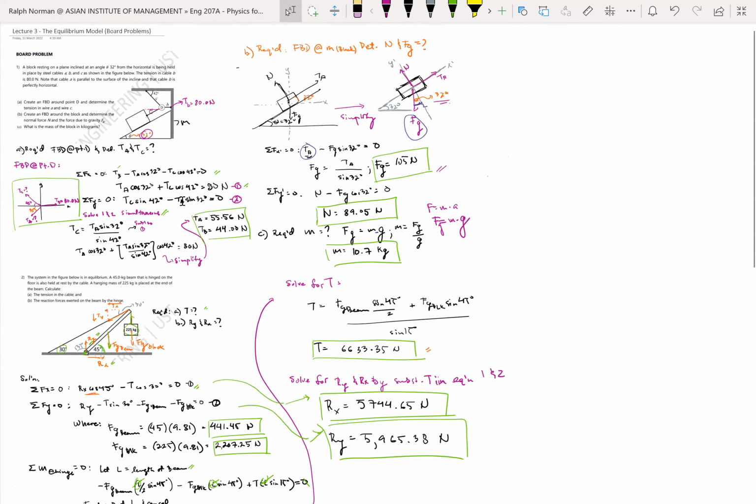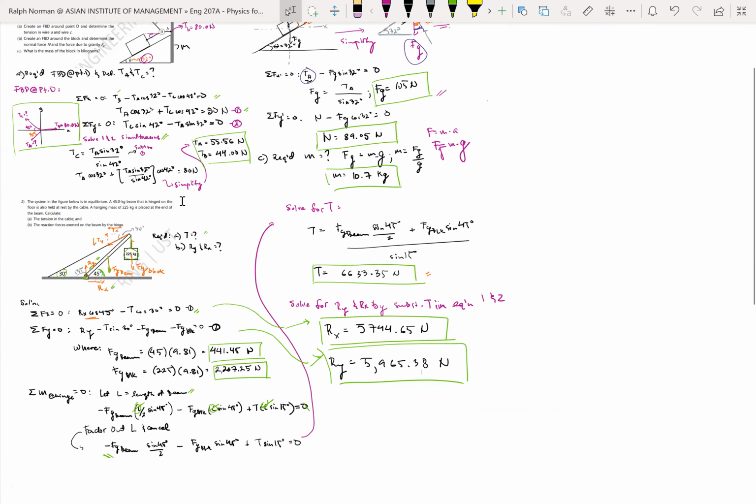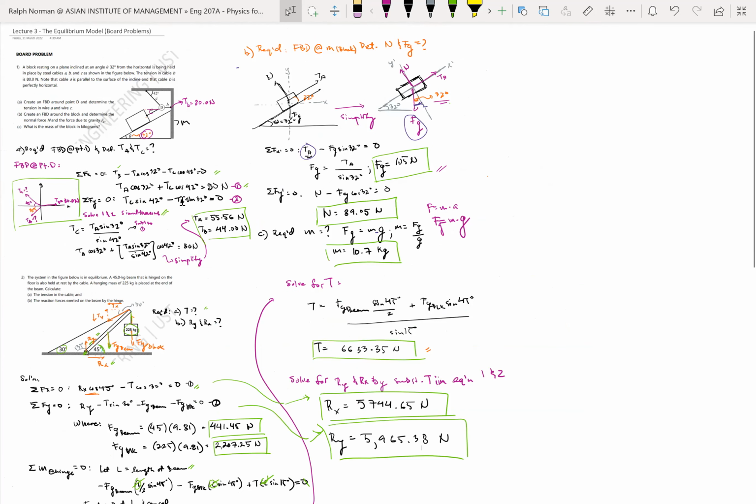Sige, I'll send this over naman sa inyo in print format. And I hope my writing is as legible as ever. I admit I don't have the best handwriting, but it's the best I can do.